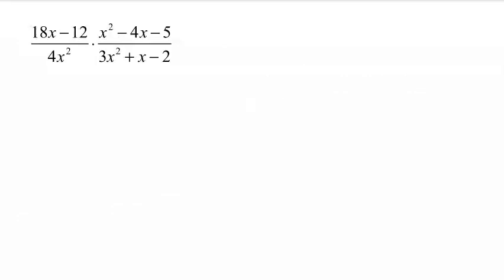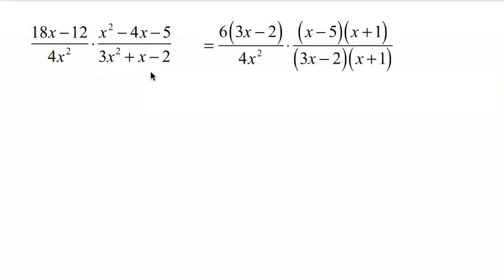18x minus 12 over 4x squared times x squared minus 4x minus 5 over 3x squared plus x minus 2. So we need to factor each piece. 6 comes out of this piece. So 6 times 3x minus 2. This one, x minus 5 times x plus 1. 4x squared we're going to leave alone for now because it's a monomial. 3x squared plus x minus 2, a little more challenging, but that's 3x minus 2 times x plus 1. Use the factor puzzle if you need to.